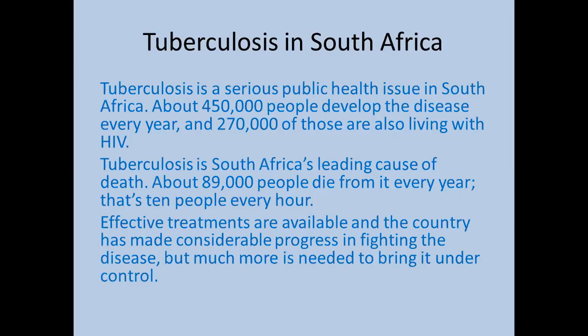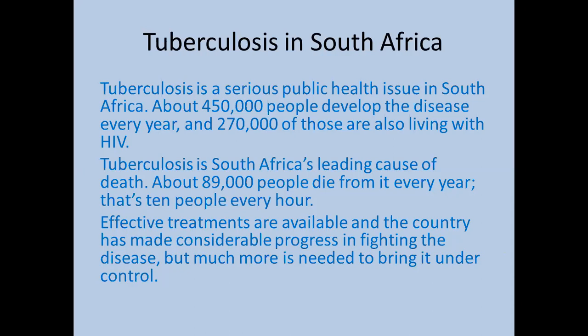So let's talk about tuberculosis in South Africa. It's a serious public health issue, and about 450,000 people develop the disease in South Africa every year. And of those, about 270,000 are people living with HIV, with tuberculosis therefore being South Africa's leading cause of death. And about 89,000 people die from it every year in South Africa. In perspective, that's 10 people every hour.